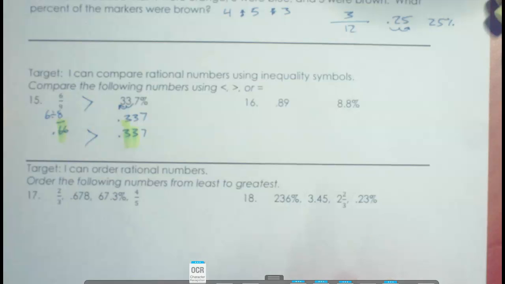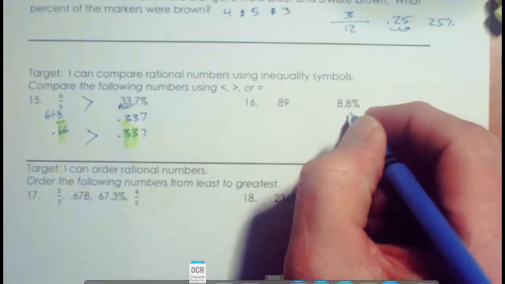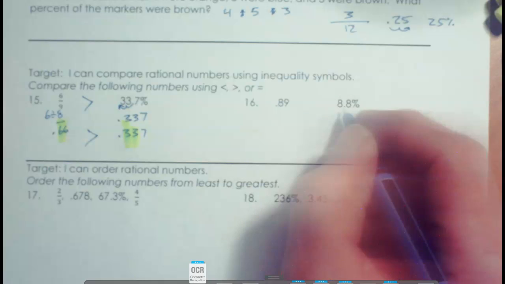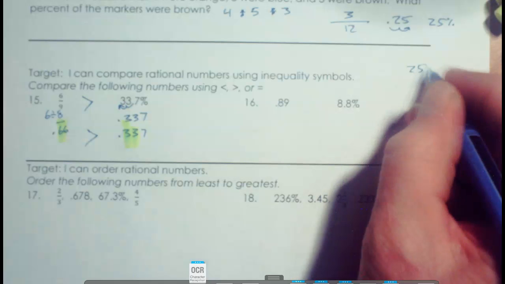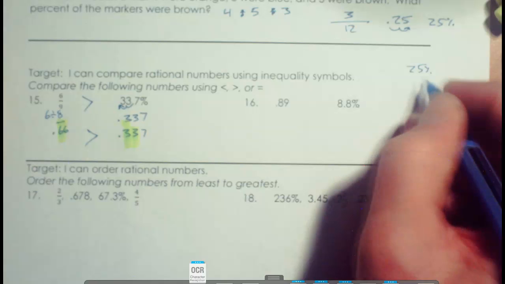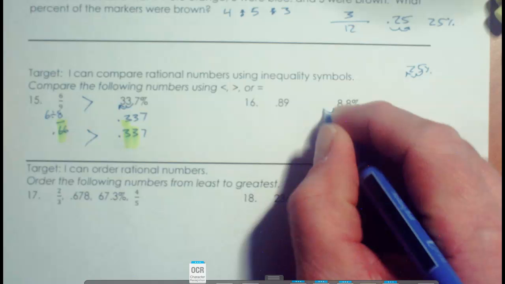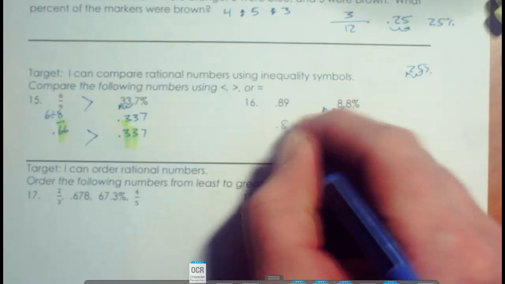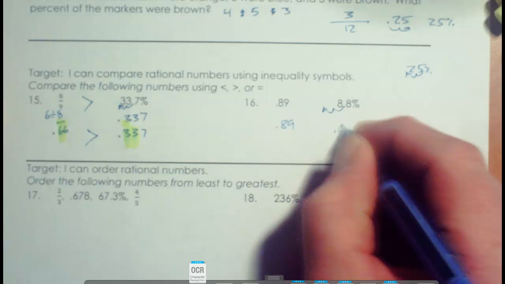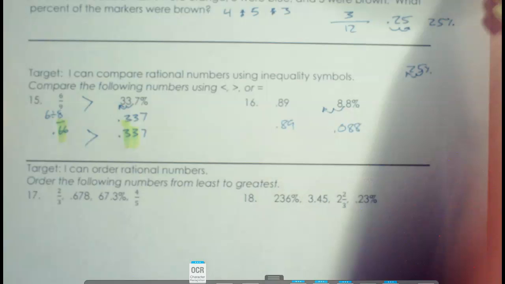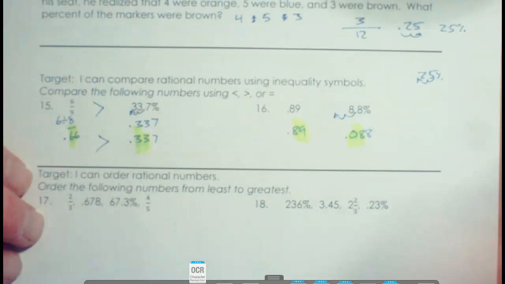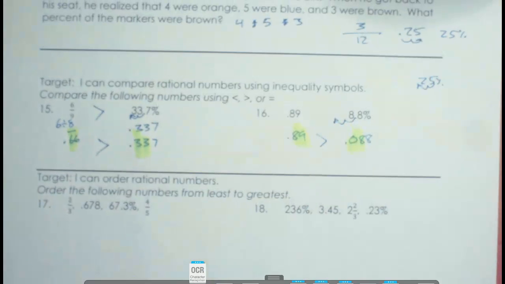33.7%. Okay, over here we have 0.89 and 8.8%. Okay, I know you're going to go, how do you make that in with a decimal? All right, we'll think of 25%. We move it 2 places this way, right? So on 8.8, 1, 2, we're going to have 0.89, and we're going to compare that with 0.088. Again, think about the money here. Got 0.89 there, and we got like 8 cents there. This is obviously bigger.